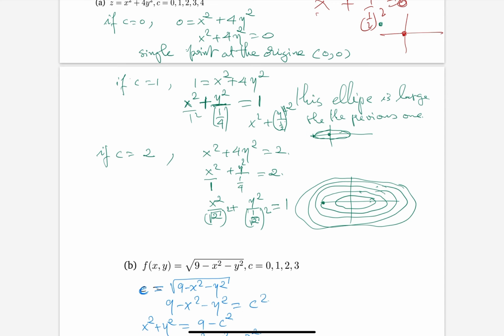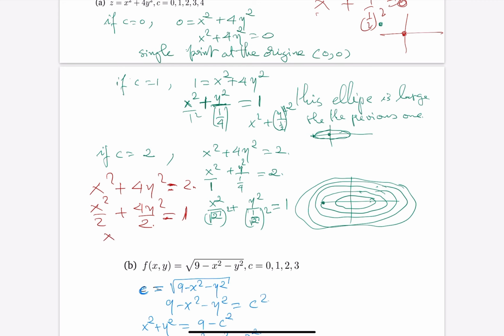Okay? Good. The next one, same thing. If c equal to 2, let me point out something. If you have x squared plus 4y squared equal to 2, you have to make sure to have 1 here always to make it in elliptic form. So if you divide both sides by 2, you have x squared over 2 plus 4y squared over 2 equal to 1. Now you have elliptic, and now you have to change a little bit.